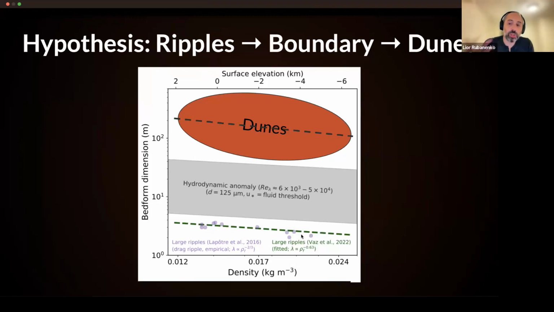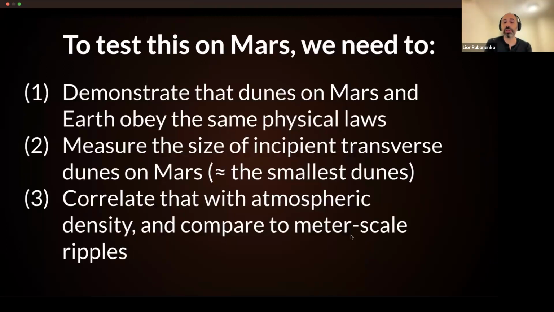So basically, what we should do to confirm or refute this hypothesis is to measure enough dunes on Mars and to measure the size of the smallest dunes, the average of the smallest size dunes on Mars. Measure many, many small dunes on Mars, because they're representative of the incipient size of transverse dunes on Mars. And then try and correlate that with atmospheric density and hope to reconstruct the plot that I just showed you, related to the atmospheric density and the kinematic viscosity of Mars.